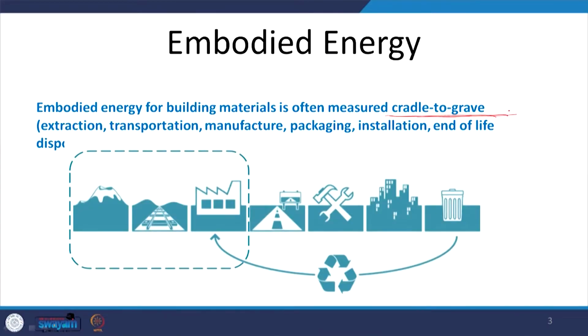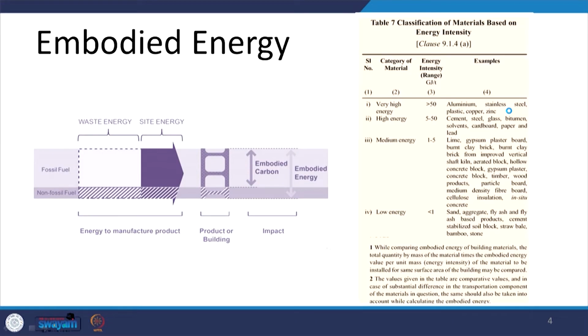There is also cradle to gate. So, from raw material extraction till the delivery at the consumer's site, that is cradle to gate. Depending upon this varying scope, the embodied energy of a material would vary. But most commonly, we are looking at the cradle to grave scope of the life cycle for any material and the embodied energy associated with it.